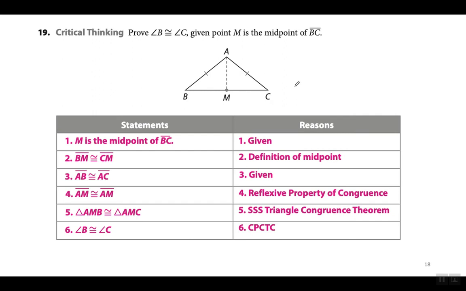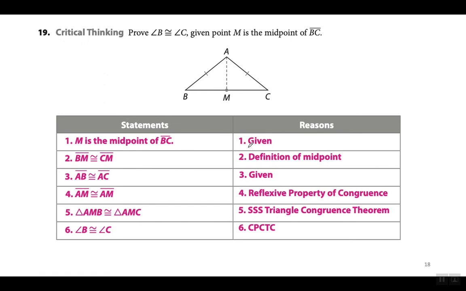Alright, this is a proof that's on your homework. Prove that angle B is congruent to angle C, given that point M is the midpoint of BC. Okay, esto está en la tarea, esta prueba. Quieren que comprobemos que ángulo B es congruente a ángulo C si te dicen que el punto M es el punto en el medio de segmento BC.